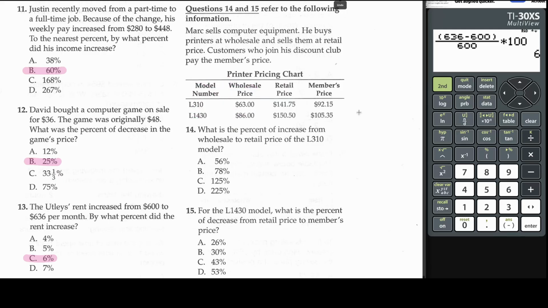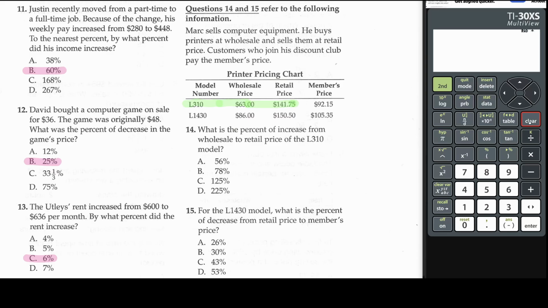Okay, let's go back. 14. What is the percent of increase from wholesale to retail price of the L310 model? Okay, so now let's look at the L310 model. This is the model right here. And they talk about wholesale to retail right here. Okay, that's what we need to do. So now let's clear the screen.